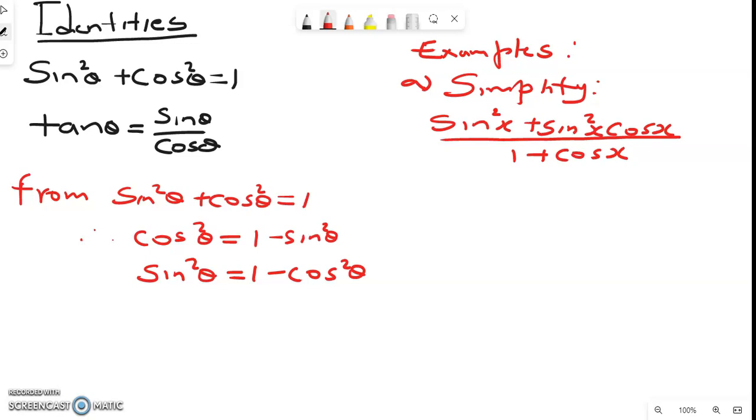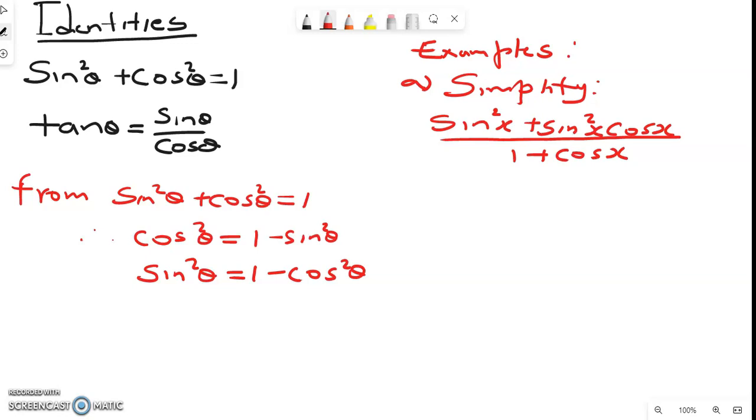Grade 11 identities. There are two fundamental identities that you must know. The first one is the square identity: sine squared theta plus cos squared theta is equal to 1. The second one is tan theta is equal to sine theta over cos theta.